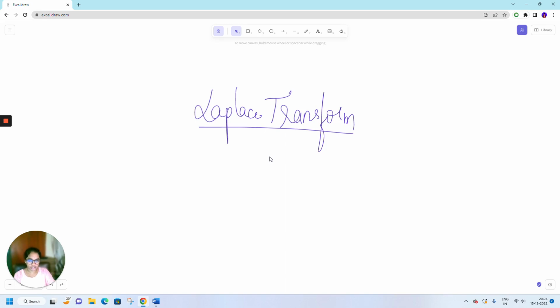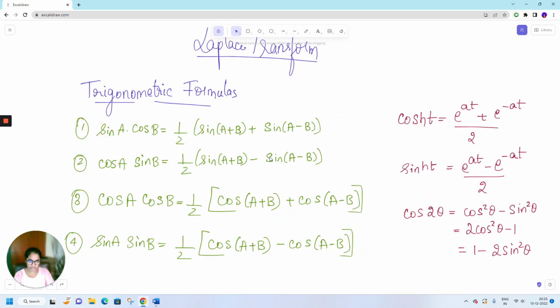In the previous lecture on Laplace transform, we saw the definition of Laplace transform and then we solved a problem. In this video, let us learn some more formulas on Laplace transform. Before getting into that, these are some basic trigonometric formulas that you should know before starting Laplace transform. Just pause the video, take a screenshot and memorize all these formulas from trigonometry.